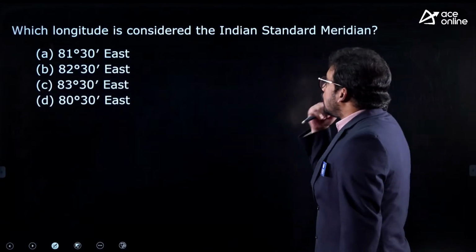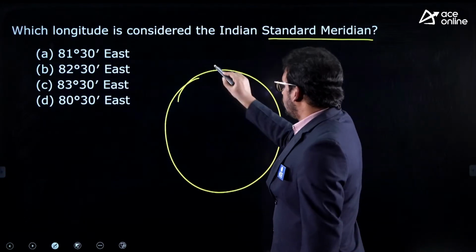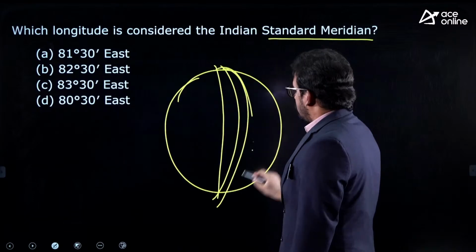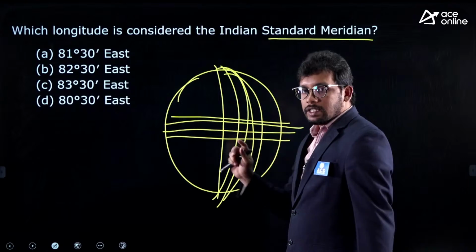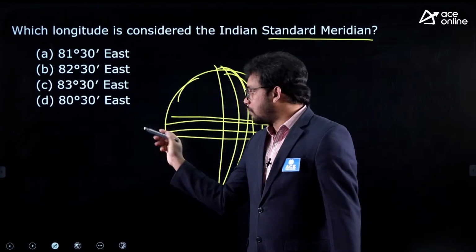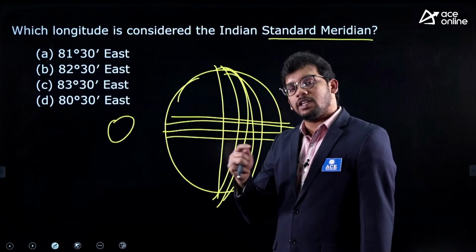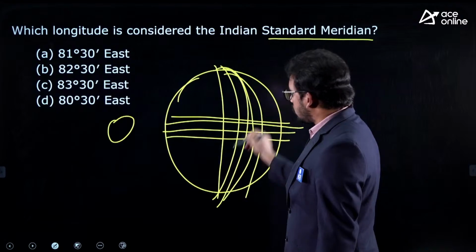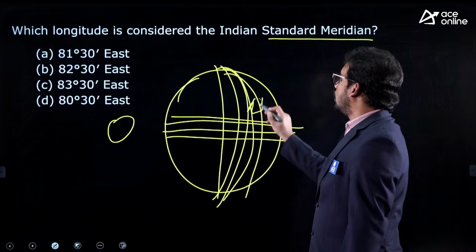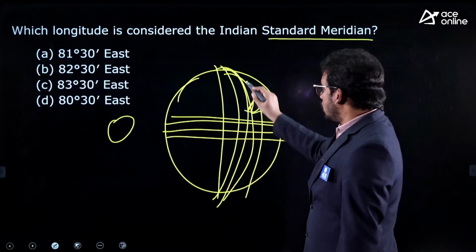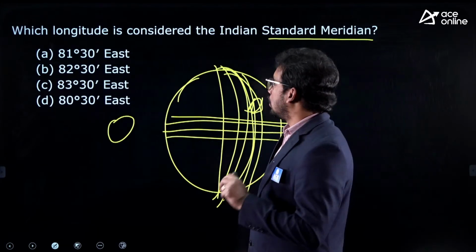Which longitude is considered as the Indian Standard Meridian? Earth is divided into longitudes, and then latitudes, starting from the equator. As the earth rotates around itself, with the sun, day and night come. So each place on the earth experiences both day and night, and each country will decide its own standard time. India is located in the northern as well as eastern hemisphere. So what is the reference longitude that we have decided for our time? This is the question.